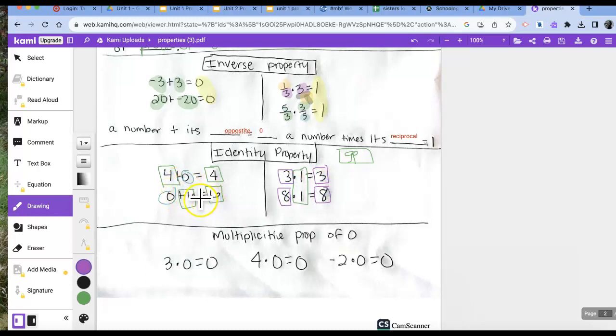And then over here, you'll notice that we're timesing a number by 1. And when you times a number by 1, that non-1 number remains the same. Okay, so if you add 0 to a number, its identity doesn't change. If you multiply a number by 1, its identity doesn't change. The value of the number doesn't change.